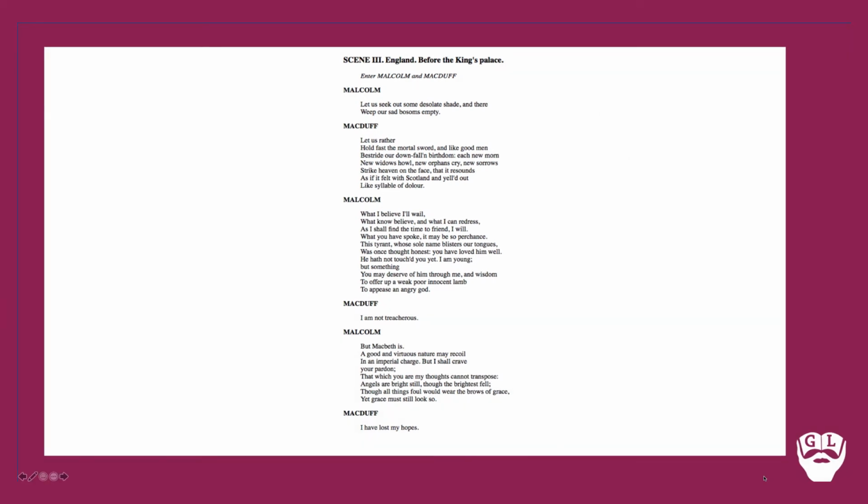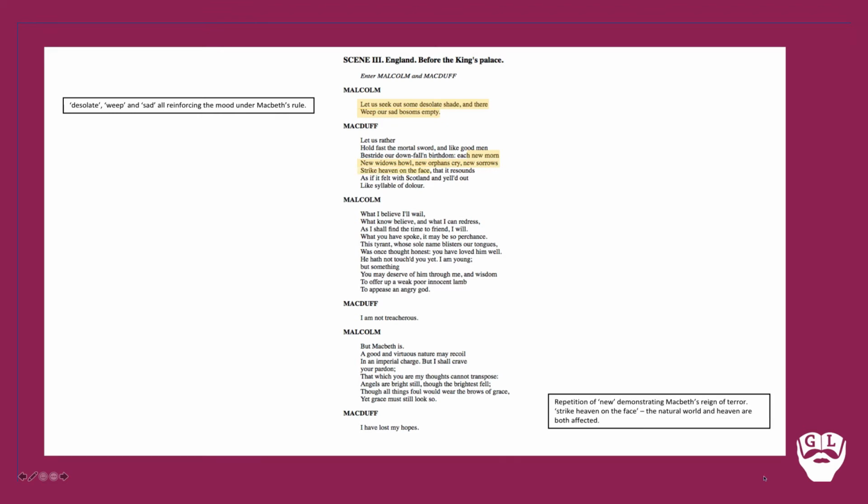Malcolm starts by saying, "Let us seek out some desolate shade, and there weep our sad bosoms empty." Notice uses of words like desolate, weep, sad, how absolutely devastated and depressing the scene is in Scotland at the minute, owing to Macbeth's reign. We see here that Macduff continues this, how each new morn, new widows howl, new orphans cry, new sorrows strike heaven on the face.